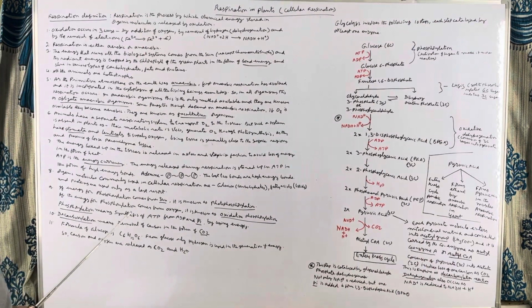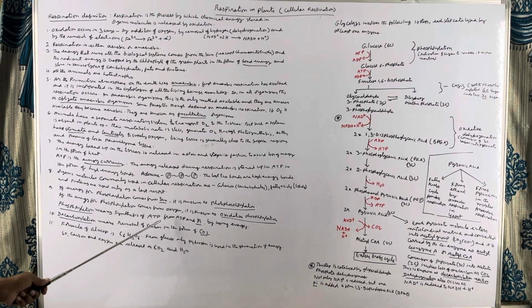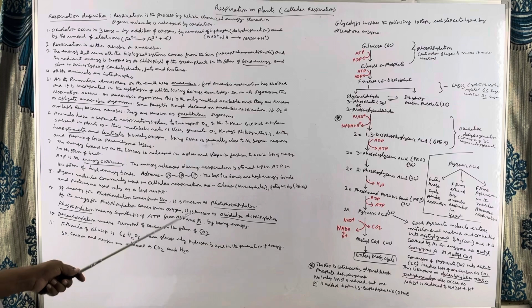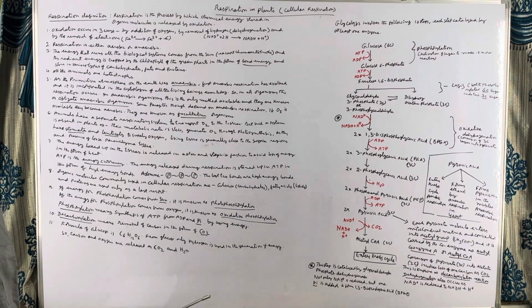cellular respiration. Then, phosphorylation means synthesis of ATP from ADP by addition of one inorganic phosphate ion. So, whenever ATP is synthesized from ADP by using energy and inorganic phosphate, it is known as phosphorylation. This phosphorylation is of two types. If the energy for phosphorylation comes from the sun, it is known as photophosphorylation. Photo means light. If the energy for phosphorylation comes from oxygen, it is known as oxidative phosphorylation.